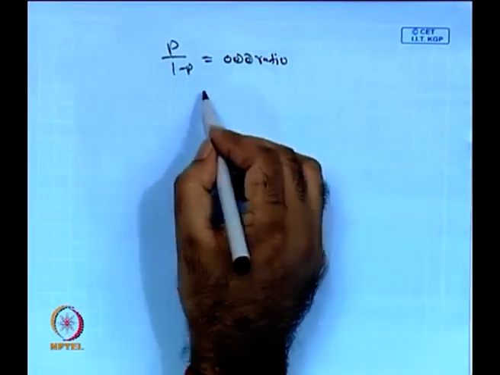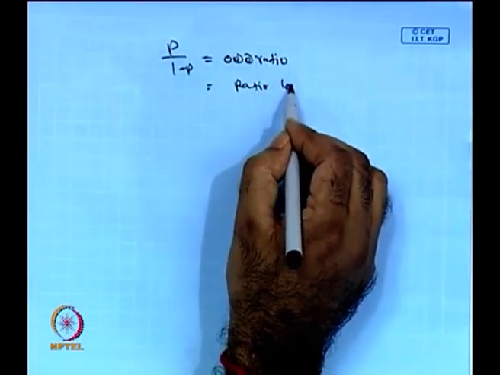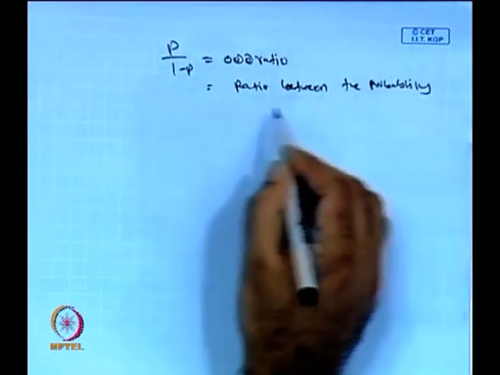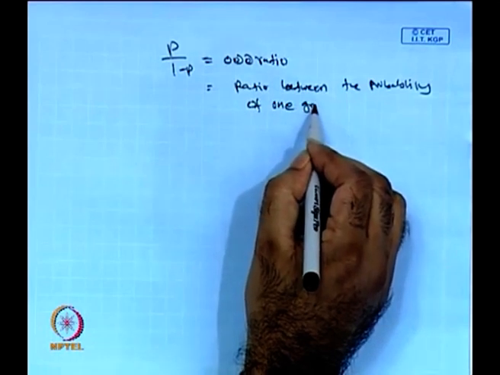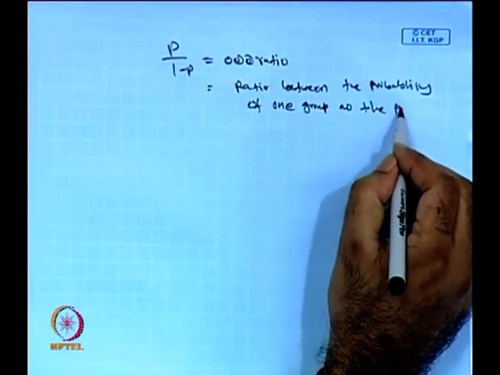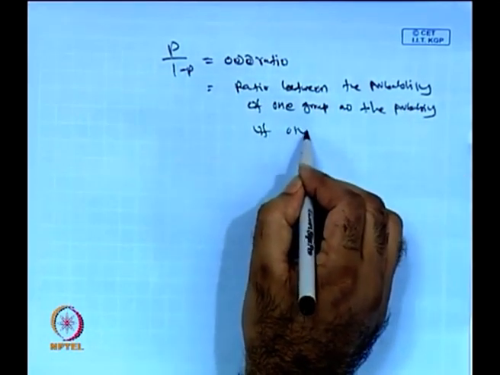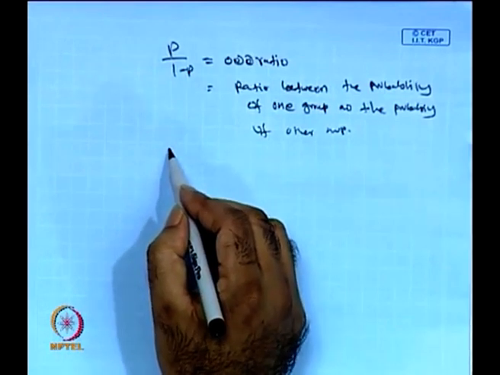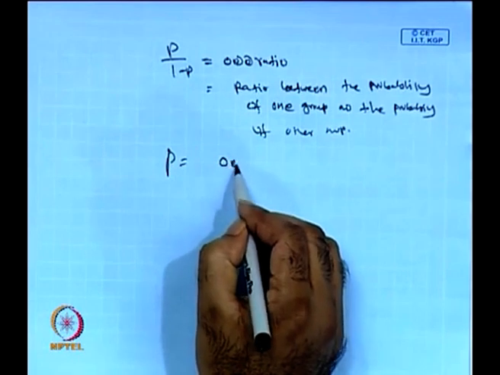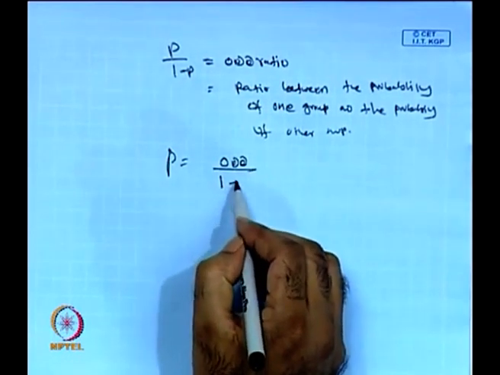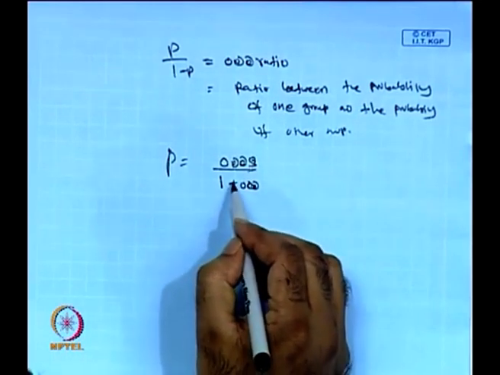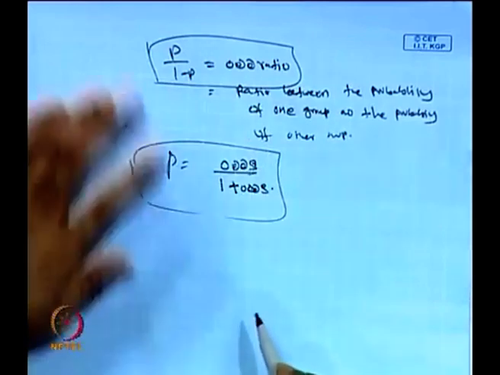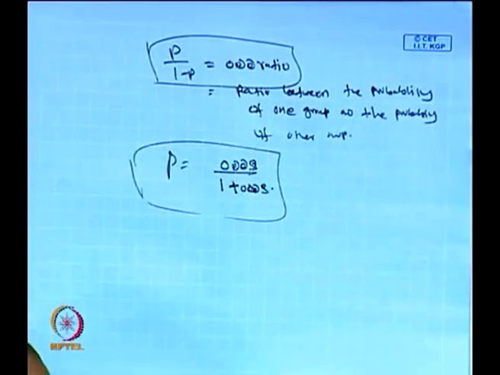That means this is the ratio between the probability of one group and the probability of the other group. It can also be the other way around. So, if P by 1 minus P is the odds ratio, then obviously P equals odds by 1 plus odds, which is also 1 by 1 plus odds inverse. Okay. So, this is how it can be calculated. Our target is to find out the odds ratio. How will we proceed for that?